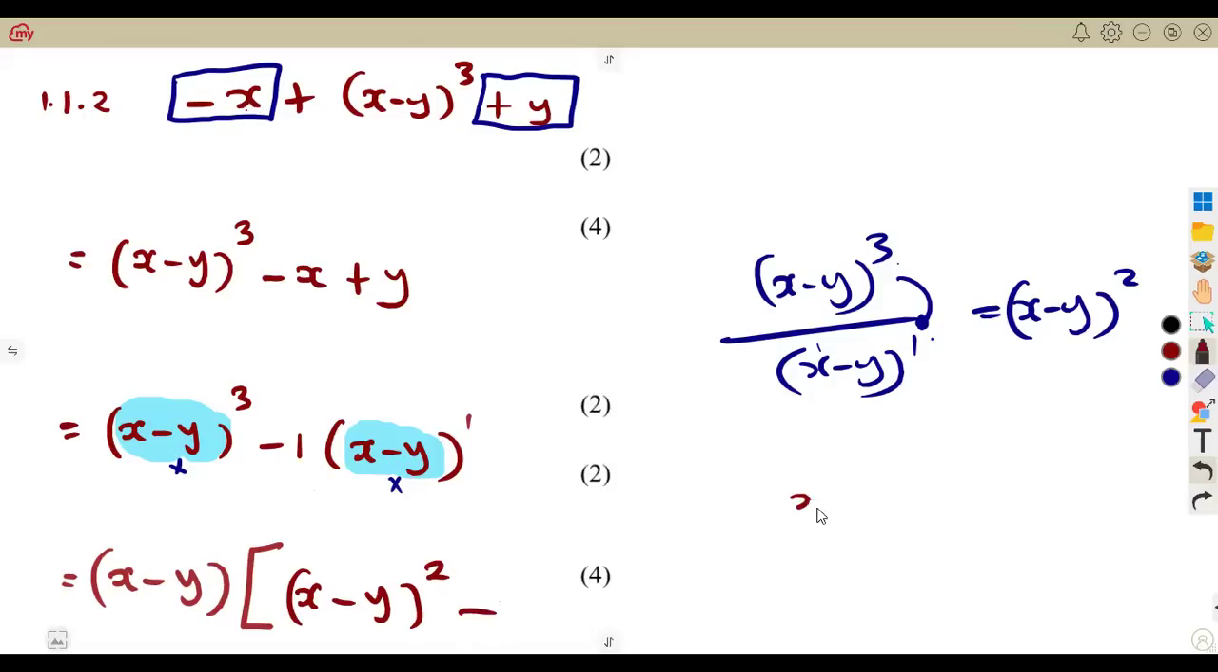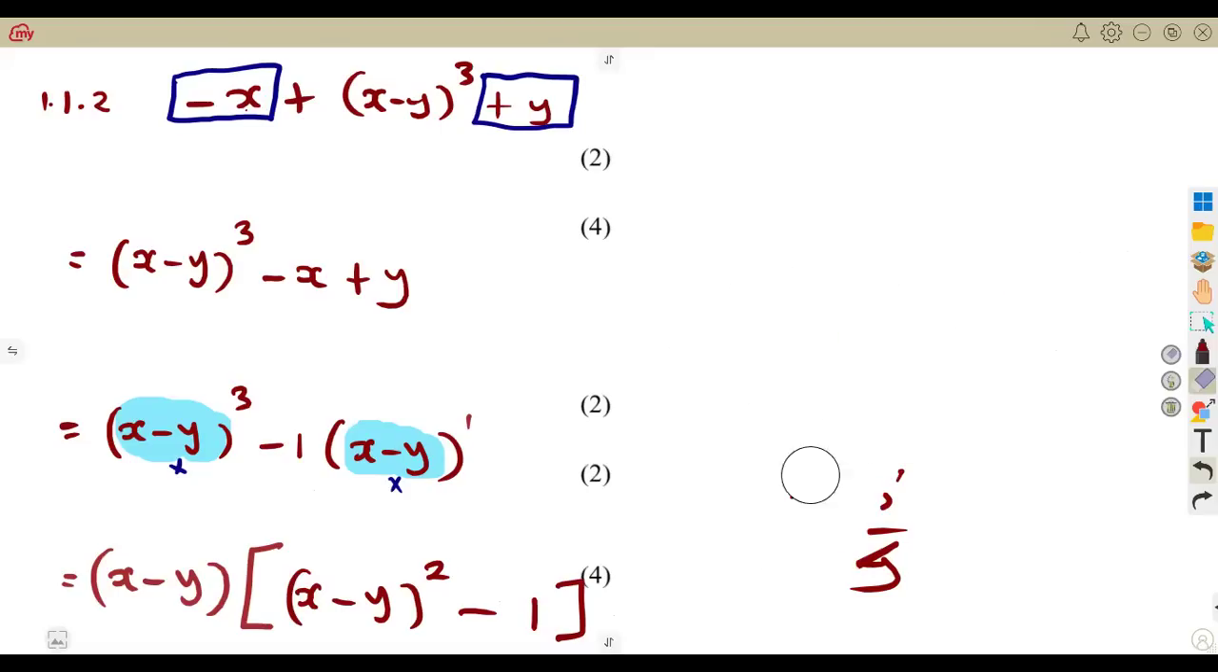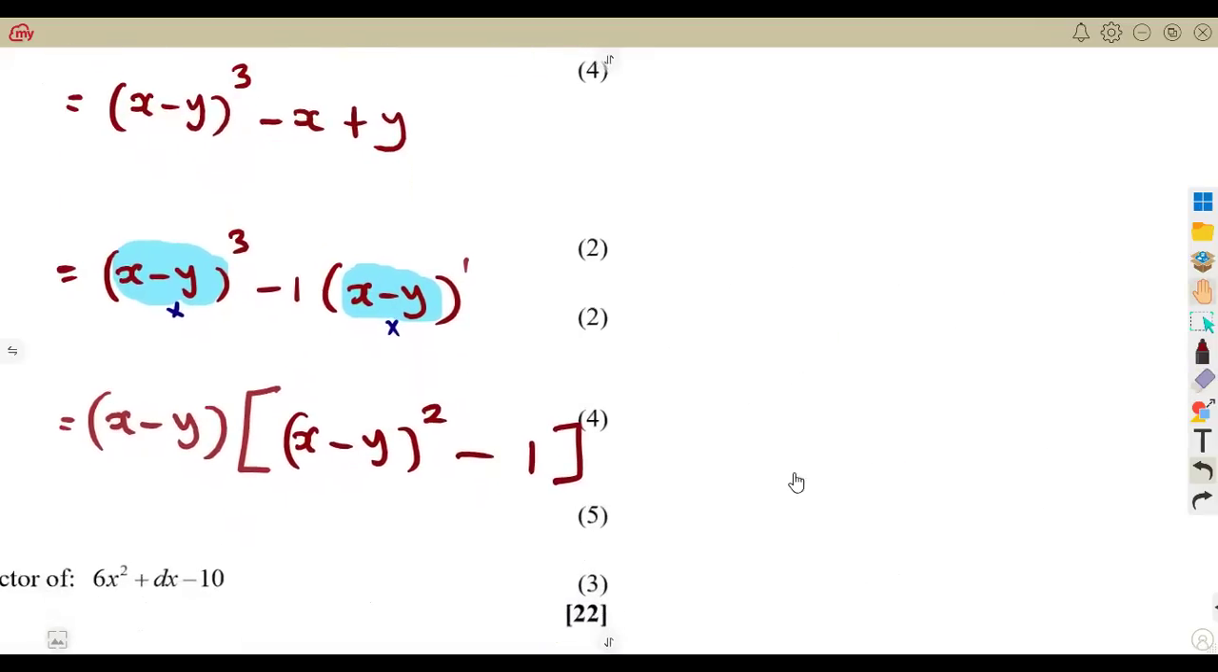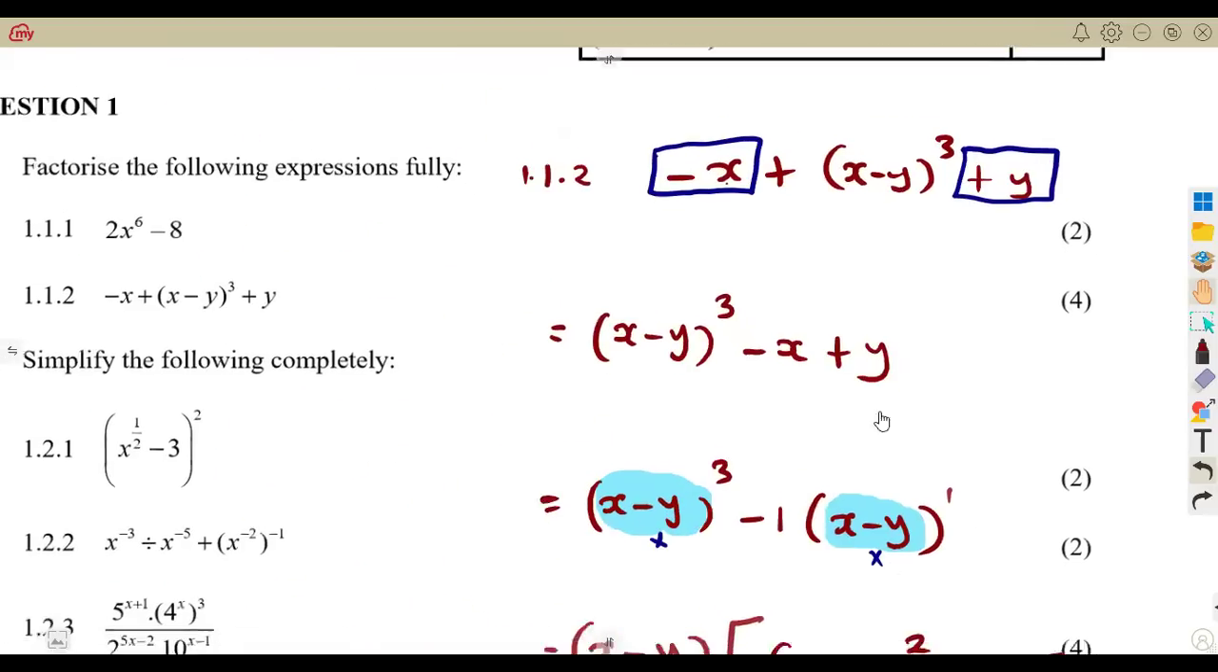Minus, you factored x minus y and x minus y. So what is going to happen? They're simply going to divide, x minus y over x minus y. They're the same. They'll just cancel and remain with a 1. So this is what you're going to have at the end. It's true, we have factored out what is common, but is it completely done? Is it fully factorized? No.